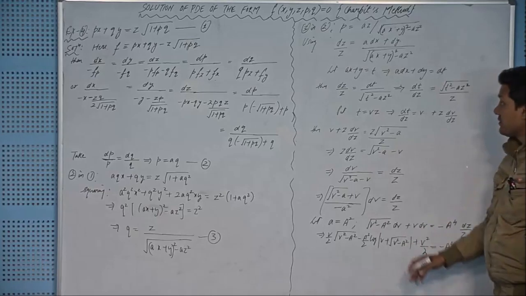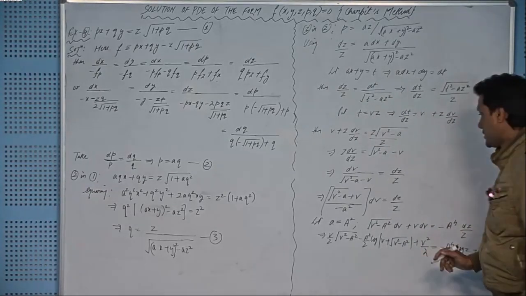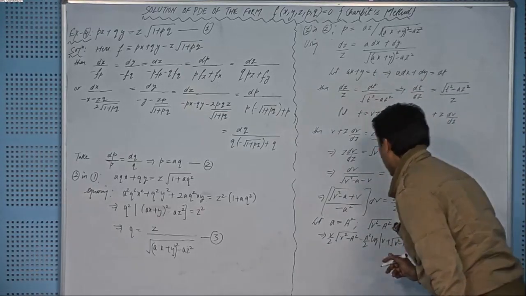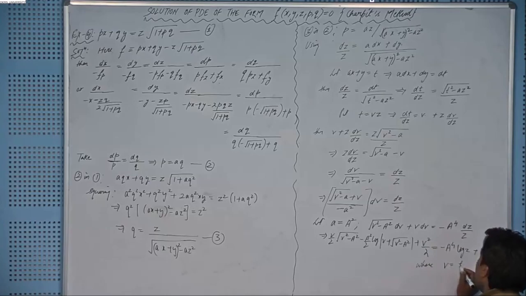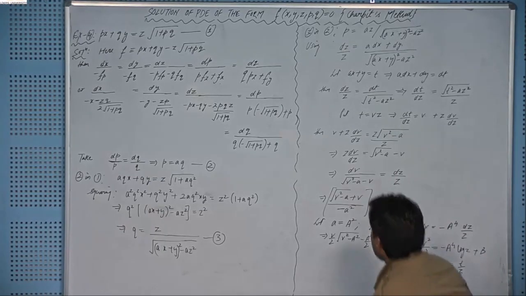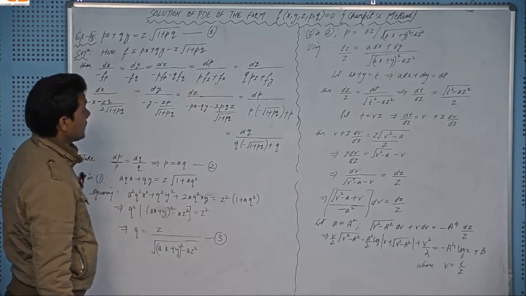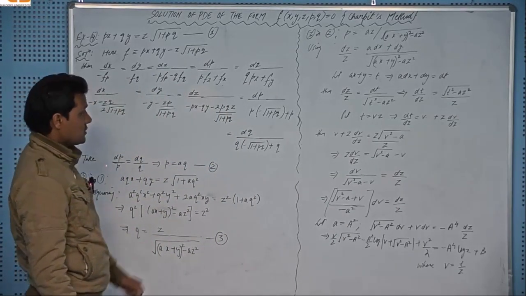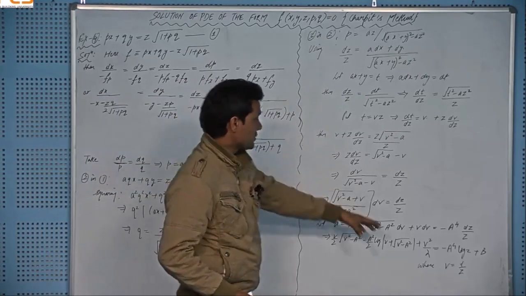And then substituting back the value of small v, v is actually t over z. So is it the complete solution? Yeah, it is a complete solution. Where is my z? But it was dz upon z. Yes, this is a complete solution.